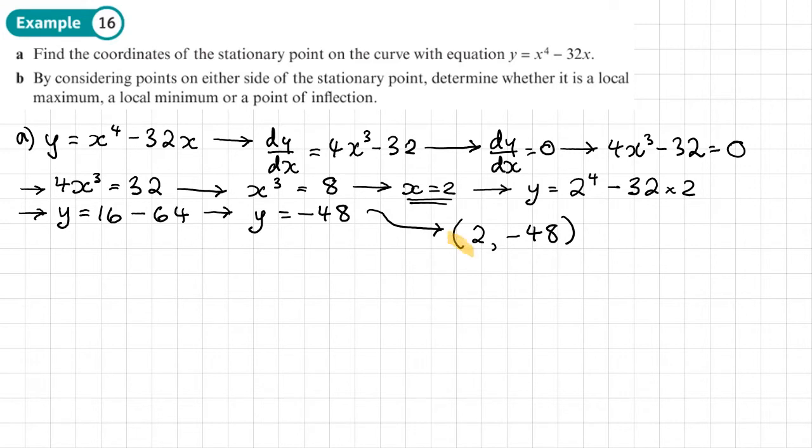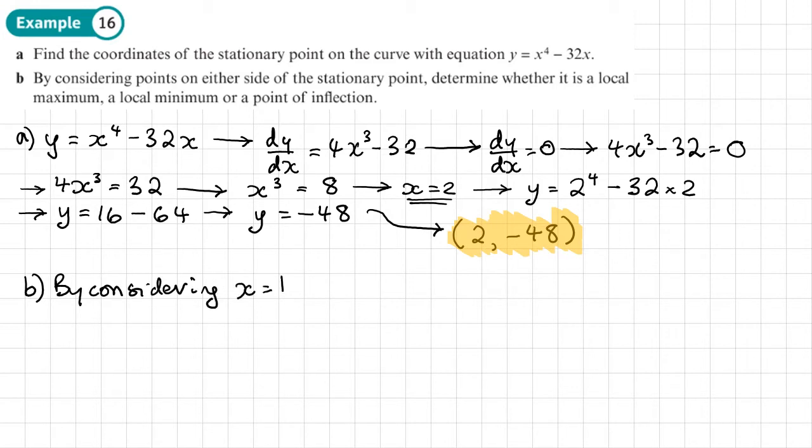Okay, let's move on to part B. Part B says, by considering the points either side of the stationary point, determine whether it is a local maximum, a local minimum, or a point of inflection. So we want to choose x coordinates either side of 2 which are close to 2. Now I wouldn't choose things like 1 and 3. I would choose things like 1.9 and 2.1. So fairly close.